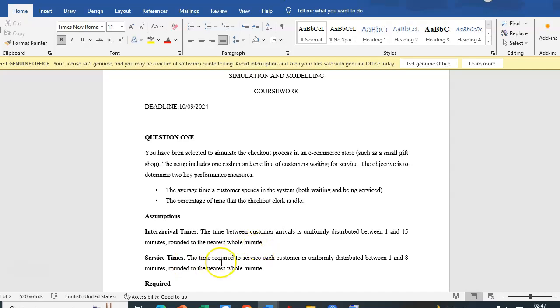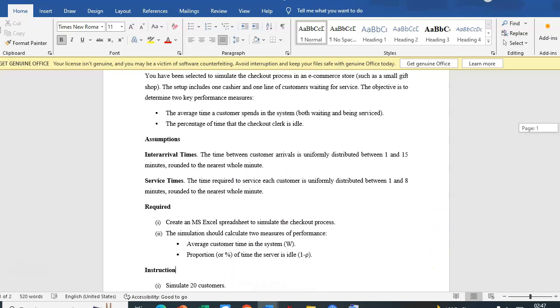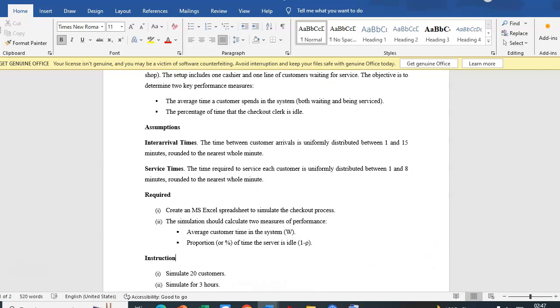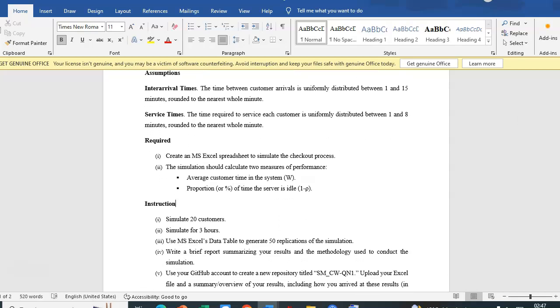They also gave us the service time, which is the time required to service each customer, and it's uniformly distributed between 1 to 8 minutes. So we were required to create a Microsoft Excel spreadsheet to simulate the checkout process. The simulation should also calculate two measures of performance, which is the average customer time in the system and the proportion or the percentage of time the server is idle. And we were told to simulate for 20 customers and to simulate for 3 hours.